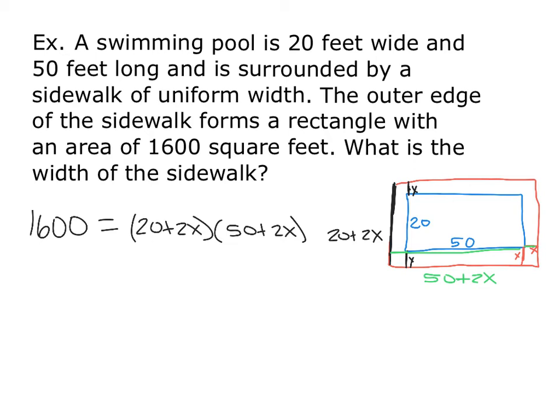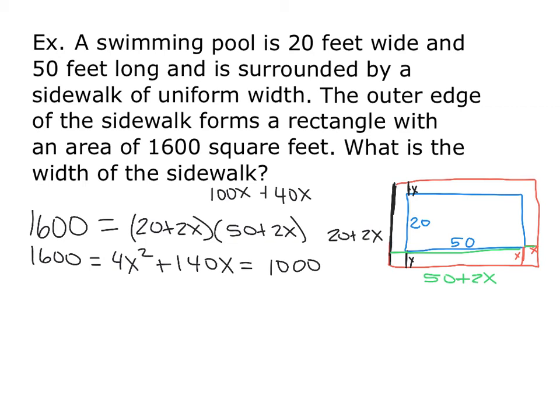All right, so go through and now solve this. This you could do on your own. So 1,600 equals 4x squared, we get 100x and 40x, so that's 140x plus 1,000. That's a plus.